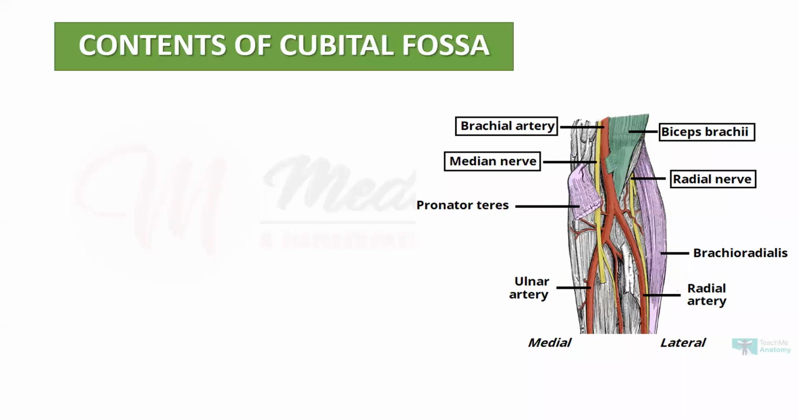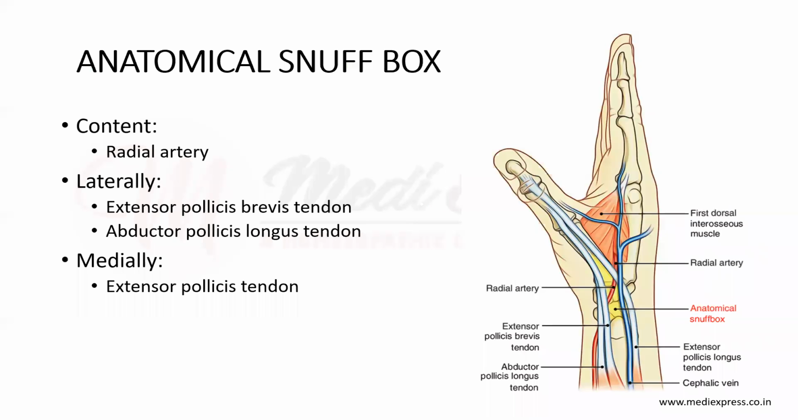Okay, so next one we are going to deal with is the anatomical snuff box. Now, talking about the anatomical snuff box, what you need to remember is the content of anatomical snuff box. So what is the content of anatomical snuff box? And that is radial artery. You can see over here, right? Radial artery over here. The one which I'm going to mark in white. Yes, this is the radial artery.